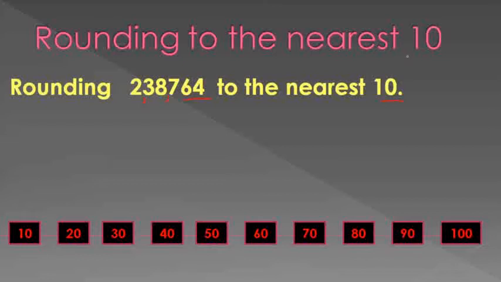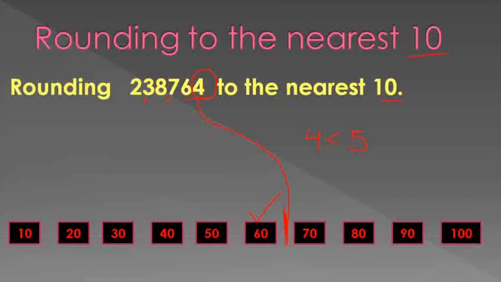Because we are rounding it to the nearest 10. Okay, so just check that 64 lies between which two multiples of 10. 64 lies between 60 and 70. Okay, now observe the unit place digit. Unit place digit is 4, and you know that 4 is less than 5. 4 is less than 5. So we will round down this 64.